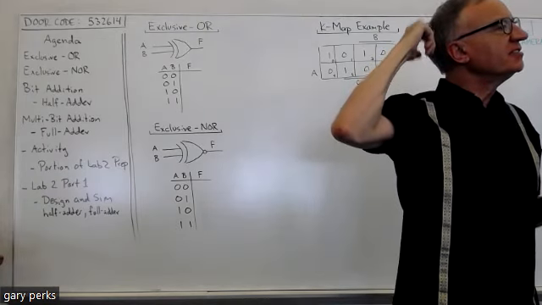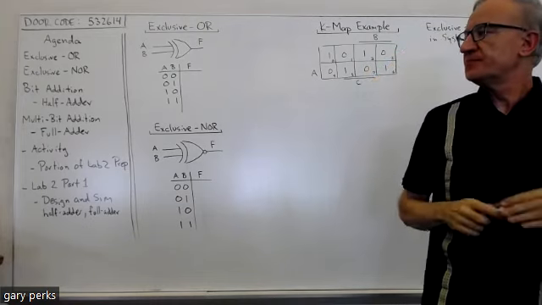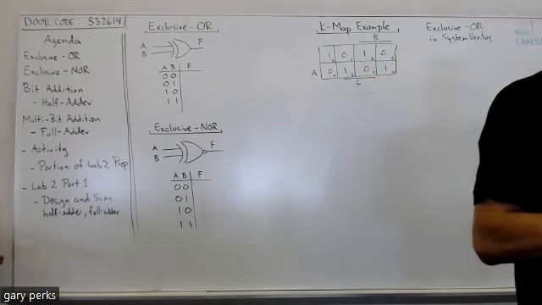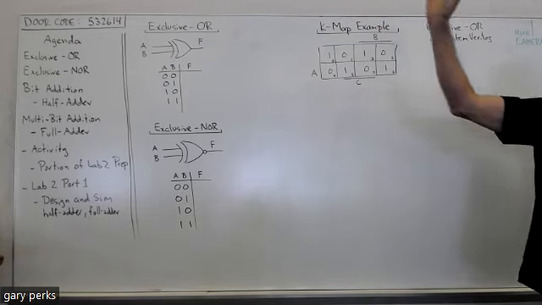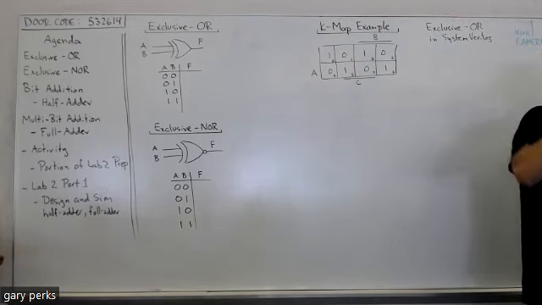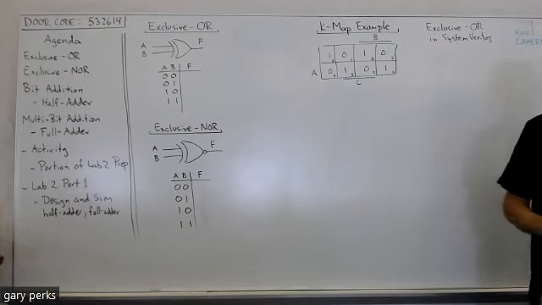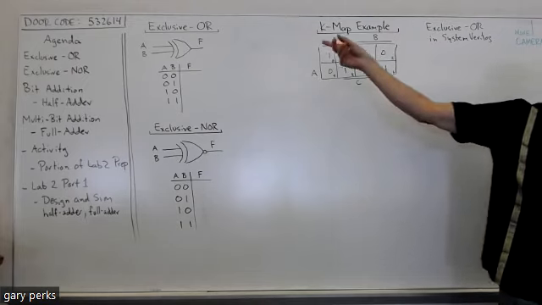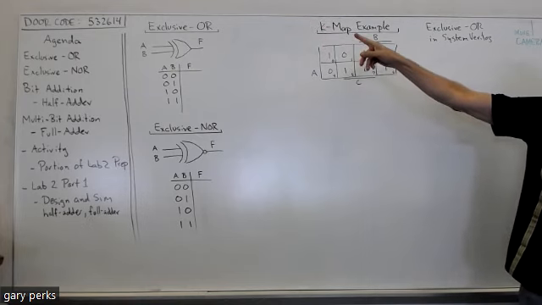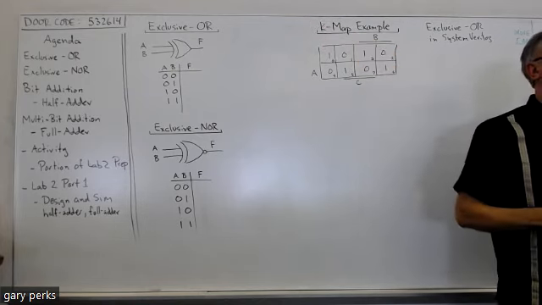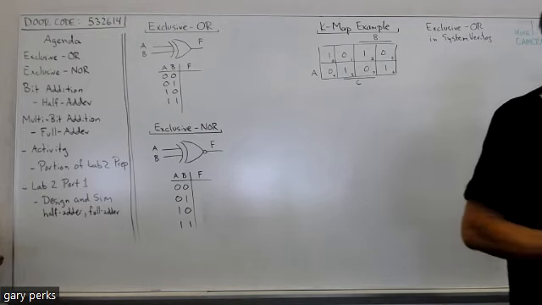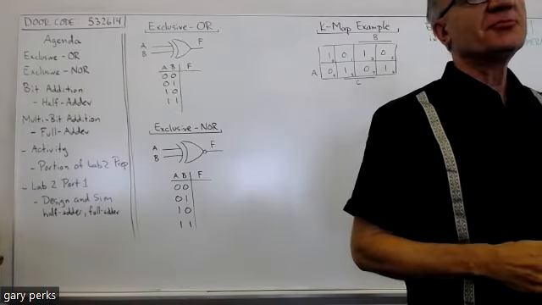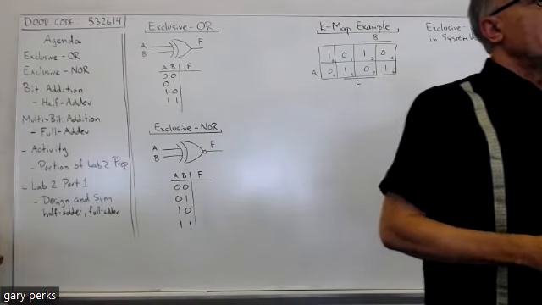Okay, so let's go ahead and start today. We're going to talk about two new gates to start with. The gates we talked about thus far aren't all the common gates that are used. There's two other gates that are fairly common. One's called an exclusive OR. The other one's called an exclusive NOR. So we're going to talk about these two gates. And then we're going to talk about binary addition, both single bit and multi-bit.